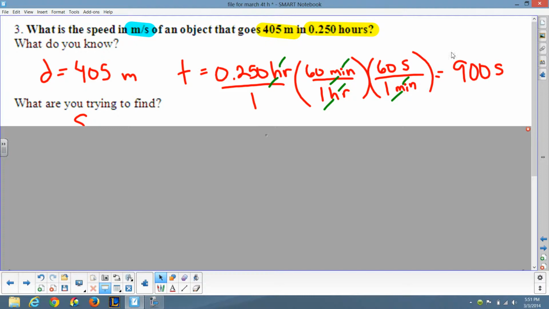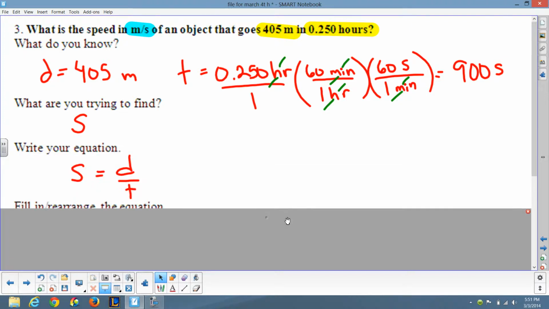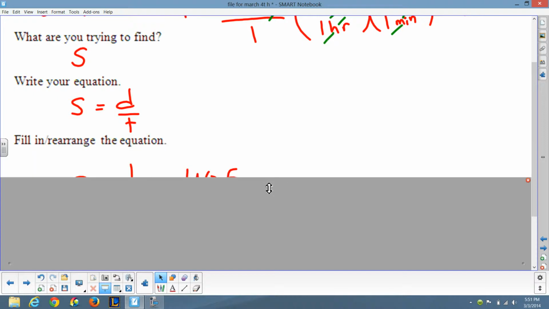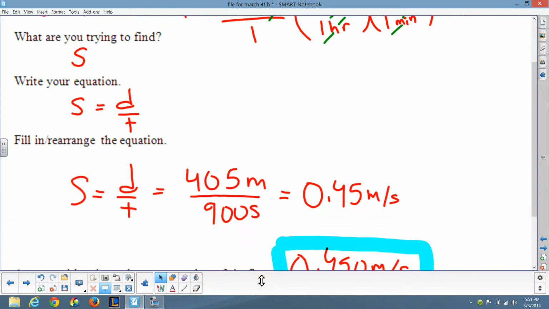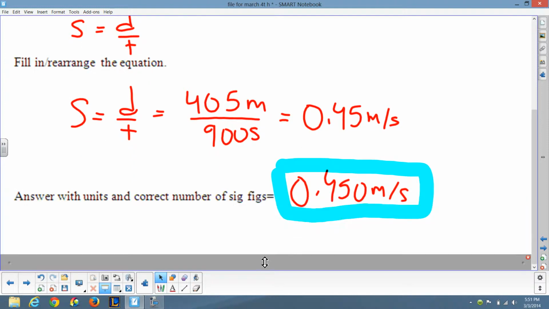The best place to do your conversions is up here in the What Do You Know section. A lot of you did not do this. Remember, that's only a half-point deduction if you did not do the conversion. We're trying to find speed. It's distance divided by time. I plug in my numbers, my 405 meters divided by 900 seconds. I get 0.45 meters per second.